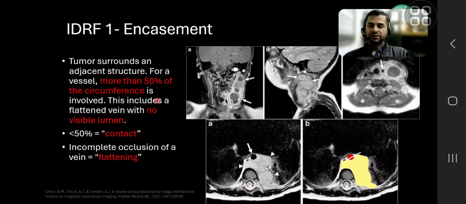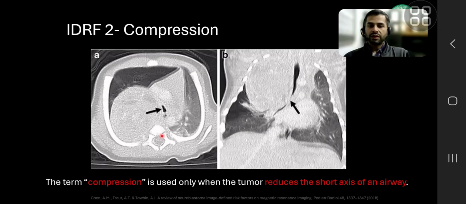The second image-defined risk factor is compression. Now, the term compression is only used when there is a thoracic tumor, and it reduces the short axis of the airway. So in this tumor on the right side, you can see that it reduces the short axis of the distal trachea and the right mainstem bronchus, and therefore this is a positive image-defined risk factor for compression.